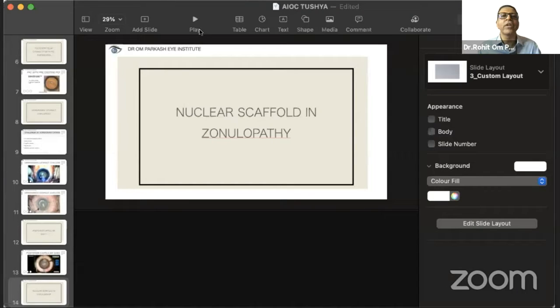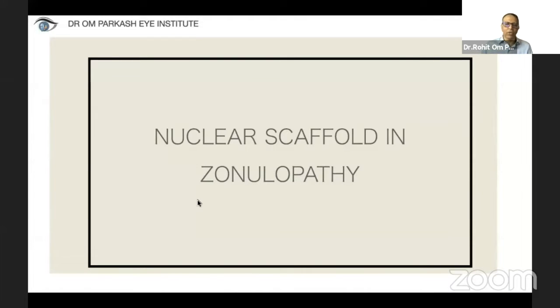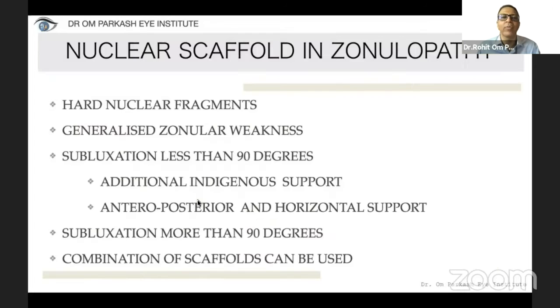So this is another concept which needs to be talked about. We have different scaffolds with us. We have the IOL scaffold. I talked about the epinuclear scaffold. Now I would like to talk about nuclear scaffold in zonulopathy.